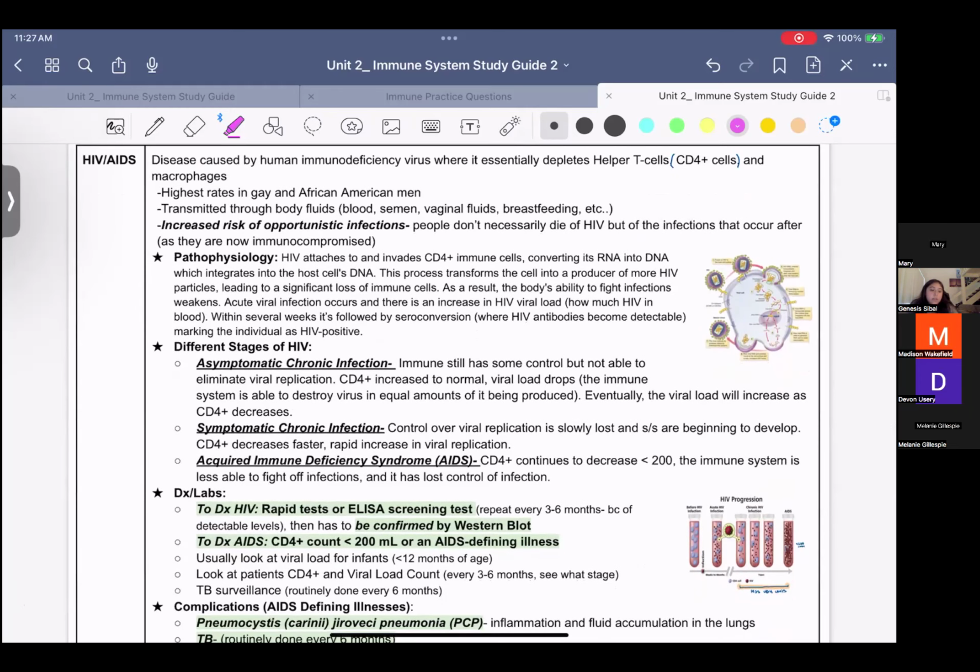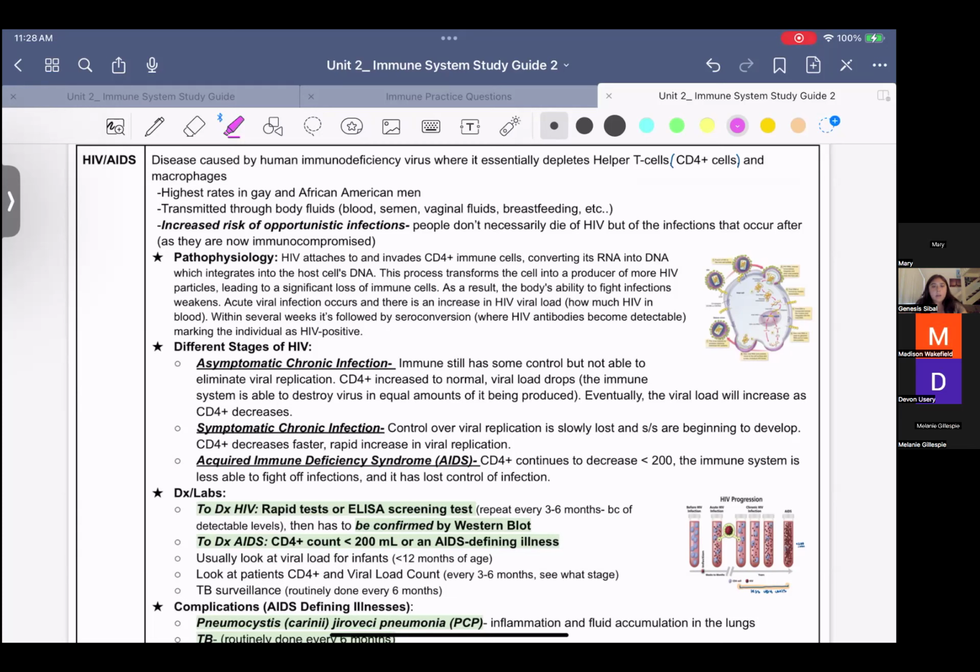So HIV is basically a disease caused by the human immunodeficiency virus. That's literally what it stands for, where it essentially depletes helper T cells. So we're talking about CD4 cells, remember? CD4 are the helpers, CD8s were the cytotoxics. Remember, helpers help those cytokines, which are messengers for other cells to say, hey, these are the invaders, and then those cytotoxic T cells can come and kill them.